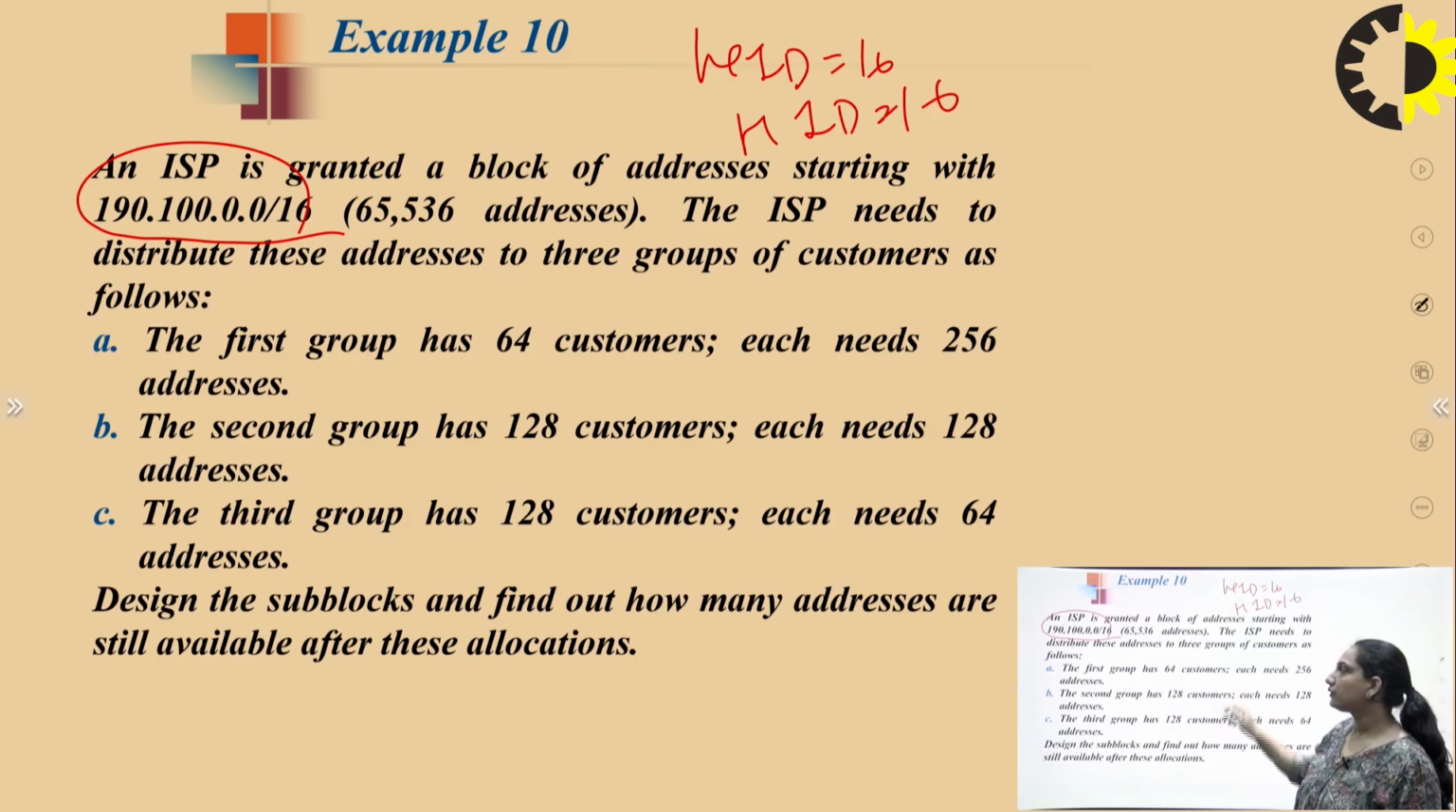So what is the first group? We know that 64 customers we need, or 256 addresses we need. First group is 128 to 128 or 128 to 60. So we have to derive the subnet address and how many addresses will be there. So we will see what the IP address is and what the number of these is.